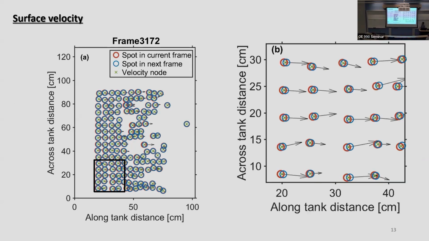Where do we go from there? We calculate our surface velocity. How do we calculate it? We have a spot, as Savlev et al. 2020 did. We have a spot in this frame, and a spot in the next frame. We divide the distance that it traveled by the time difference between them. Well, you get your velocity.